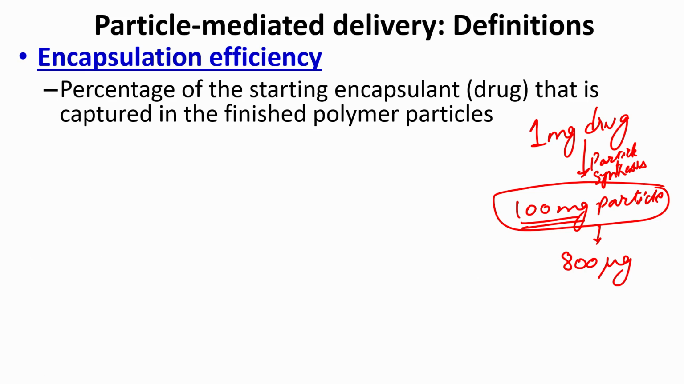My encapsulation efficiency is going to be 0.8 milligram divided by the initial drug, which is 1 milligram, multiplied by 100 to get a percentage, and that is essentially 80%. So, in this case my encapsulation efficiency is 80%, and this is how it is typically defined.